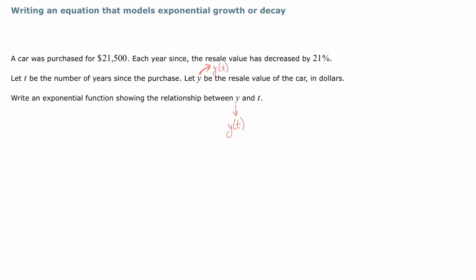Now we do have an initial amount. So why don't we label things now? Why don't we let the number of years equal time. The number of years is t. So we're going to start changing the English to mathematical symbols. The resale value is y of t. We're in good shape. We are given the initial amount. We do know y of 0, or the initial value of the car, 21,500.